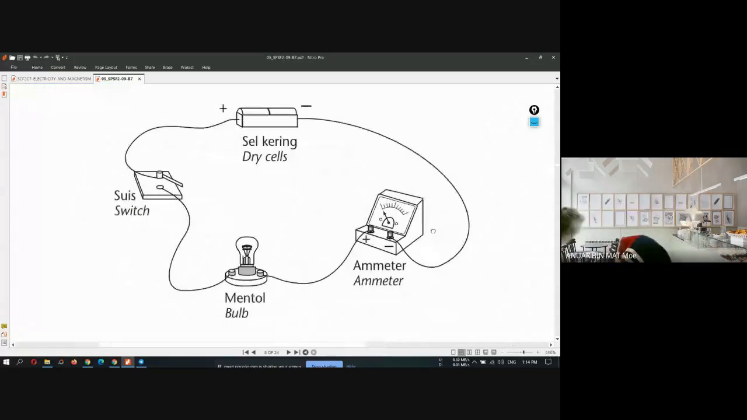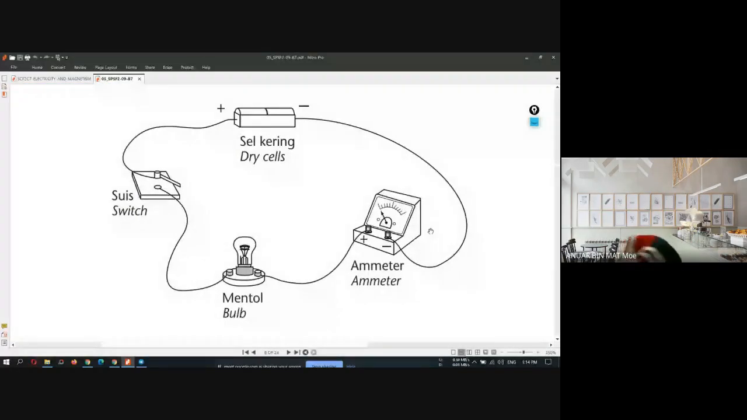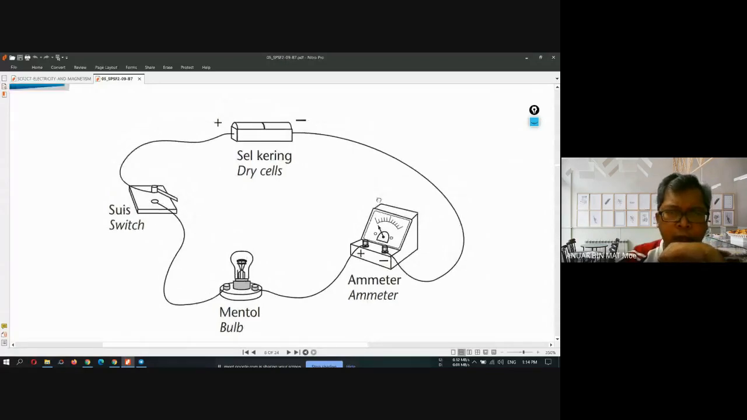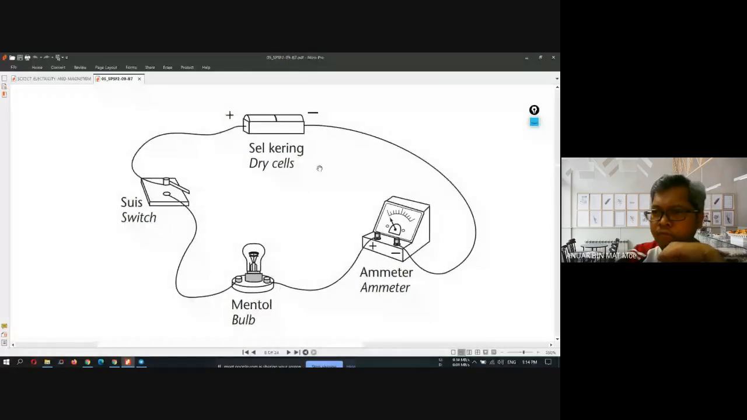So this is the schematic to measure the electrical current and the voltage. Over here we have a dry cell, the battery. We have a switch, and the switch is connected to the bulb, and the bulb is connected to the ammeter. Can you understand this? How to explain this?